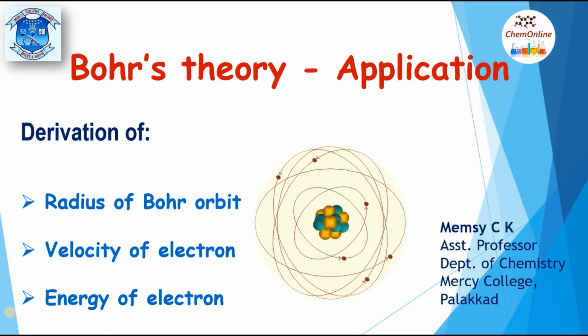In the previous class, we discussed the Bohr atom model and its main postulates. An important application of Bohr's theory is that we can derive expressions to calculate the radius of the electron orbit in a hydrogen atom, the velocity, and also the energy of the electron when present in any of these orbits. So in this class, let's see how to derive the expression for the radius of the Bohr orbit, the velocity and the energy of an electron in an orbit.